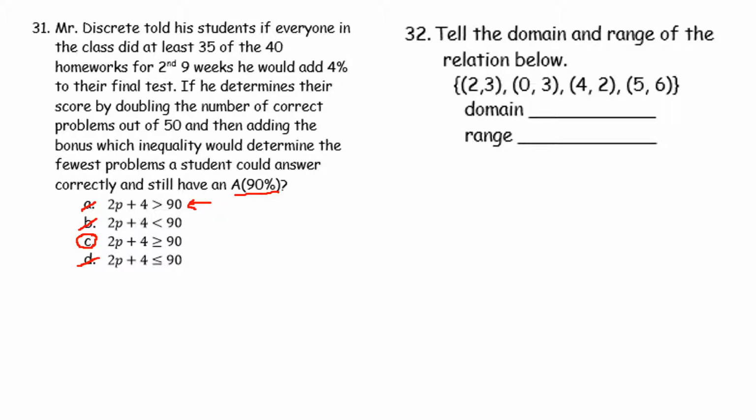All right, looking at 32, it says tell the domain and the range. Remember, domain are your x values, range are your y values. So right here, our domain, I'm going to list the x's, and I prefer to do those in order, so that would be 0, 2, 4, and 5.